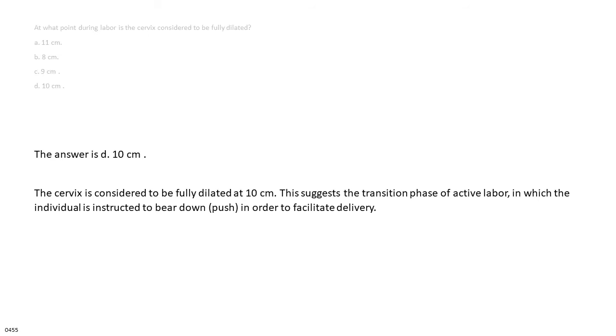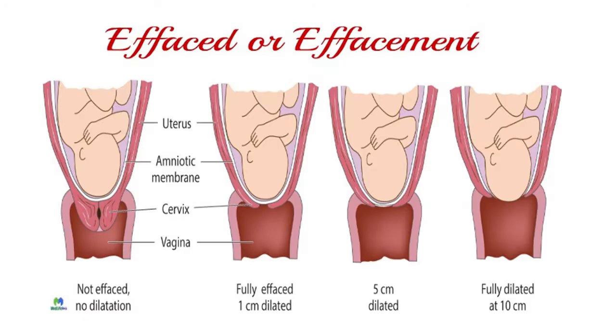The answer is D. 10 centimeters. The cervix is considered to be fully dilated at 10 centimeters. This suggests the transition phase of active labor, in which the individual is instructed to bear down, push, in order to facilitate delivery.